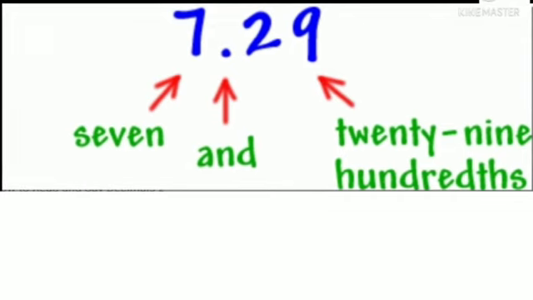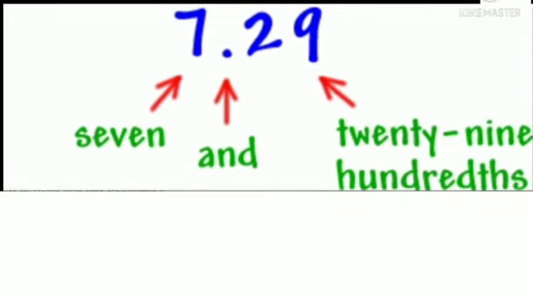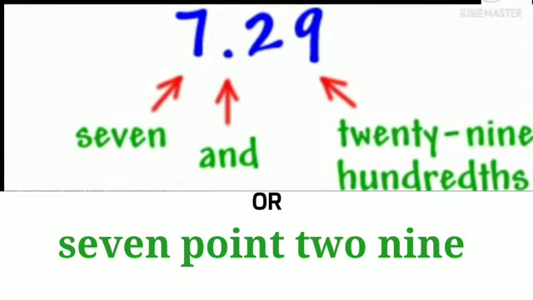Decimals in words. Let us learn to write decimals in words. 7.29. Here the word "and" is used for the decimal point, and we write this as 7 and 29 hundredths. We can also write this as 7.29.